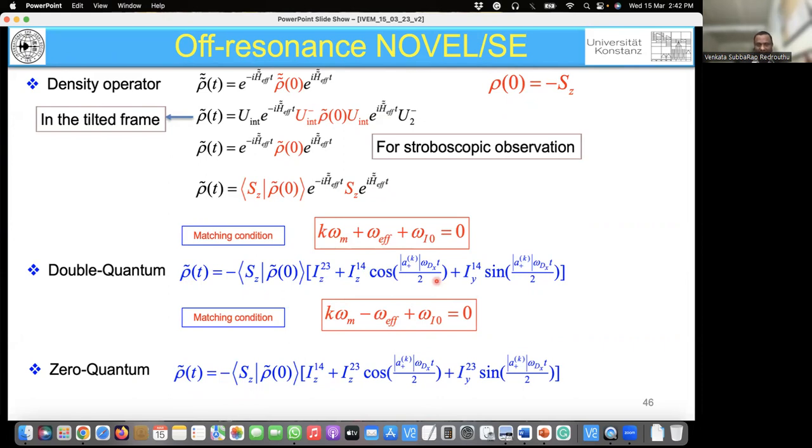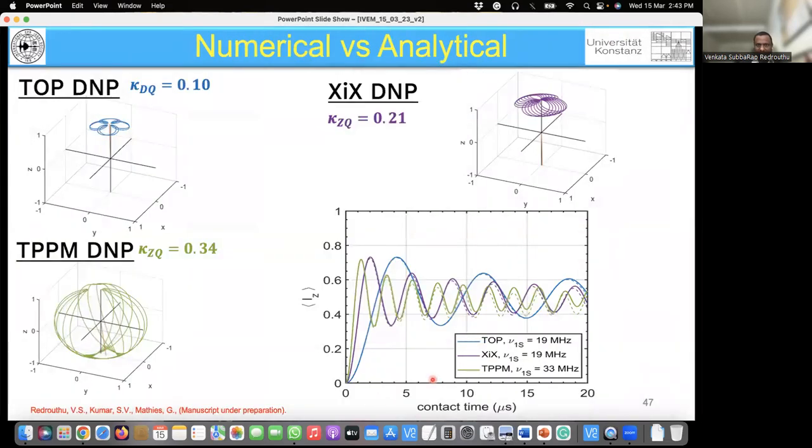Then we can simply find the corresponding IZ contribution from this expression, for the double quantum, and this is for the zero quantum. And then finally, we can calculate the contact curves corresponding to the different scaling factors. So this is for TOP DNP. This is the trajectory we see for TOP DNP, and this is for XiX. So these are the corresponding scaling factors calculated from trajectory analysis.